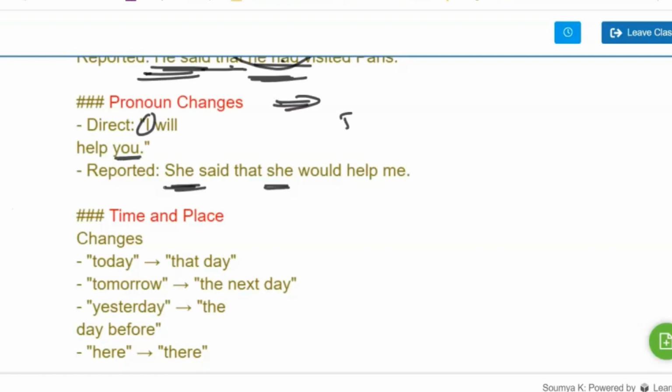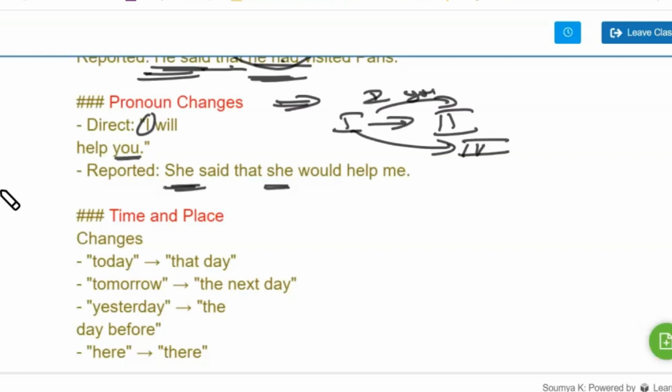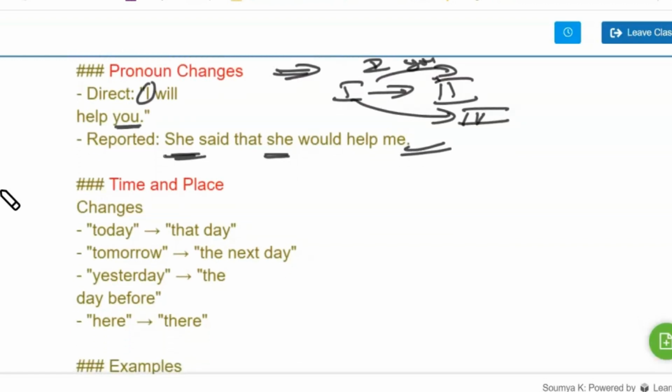So person 1 is talking to person 2, where this person says I and you for the second person. When this first person is reporting it to a third person, he will say she said that she will or she would help me. Okay, so this is how it gets converted. The pronoun gets changed. I becomes she and you becomes me, like that.